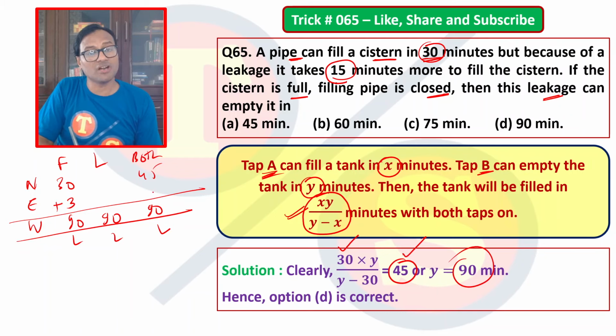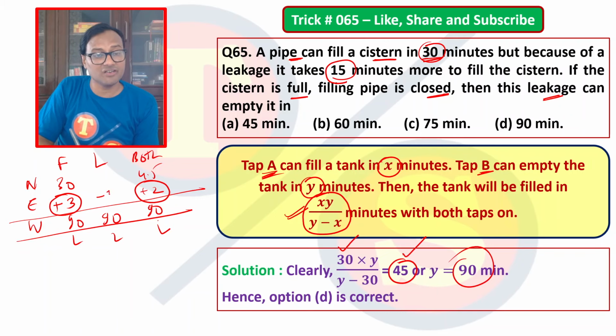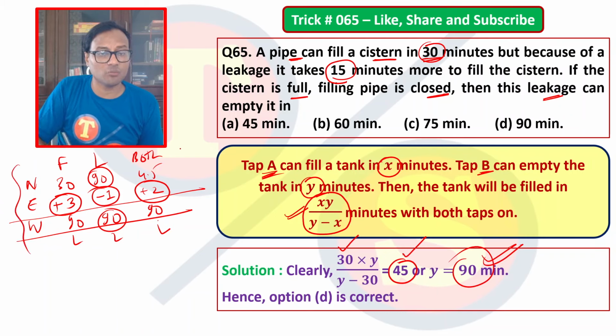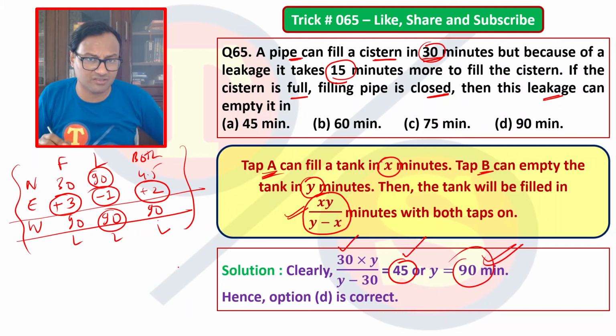So if the filling pipe can fill it in 30 minutes, it means every minute it is filling 3 liters. But if they both are working, then 45 minutes for 90 liters means the efficiency is only 2 liters per minute. So definitely the filling pipe can fill 3 liters in 1 minute, and together they fill only 2 liters in 1 minute. So definitely the leakage is emptying 1 liter in 1 minute. So 90 upon 1, that is 90 minutes will be required by the leakage to empty this tank.